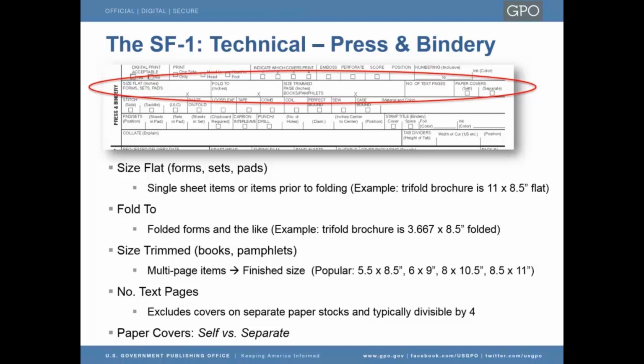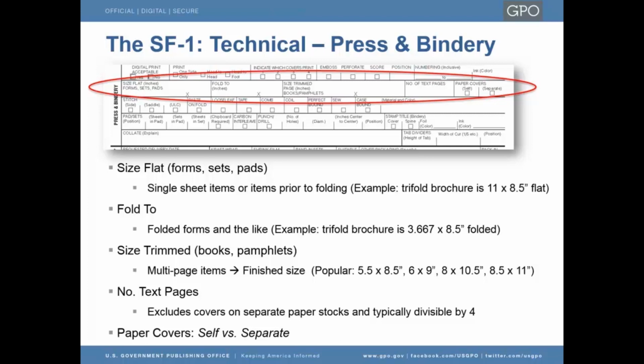Keep in mind that the printing industry works on a number of standard sizes that, when followed, can save you money. The popular standard sizes for bound publications are 5.5 by 8.5 inches, 6 by 9 inches, 8 by 10.5 inches, and 8.5 by 11 inches. GPO would not restrict your creativity when selecting a trim size, but be aware that your costs for such custom sizes are higher compared to standard sizes.